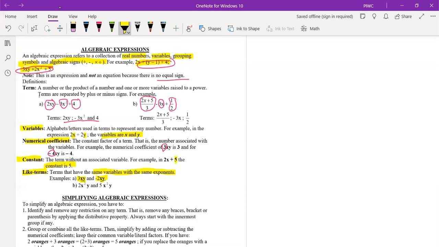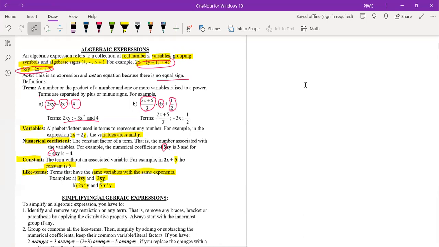Look at example B. Here we have 2x squared y and 5x squared y. You have x squared y here, x squared y. Same variables, same exponents. Because they look alike, 2x squared y and 5x squared y are like terms. So you should be able to identify like terms when we talk about combining like terms to make algebraic expressions very simple.